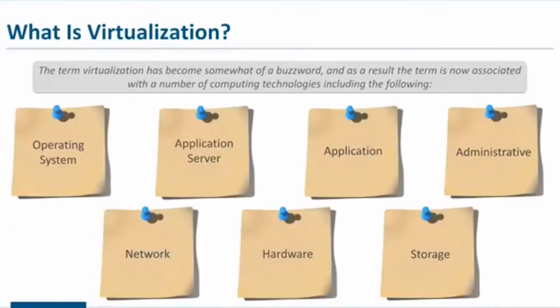So, what are these types of virtualization and what do they actually do? The first one is the operating system. This is the most common type of virtualization. This supports the computer's basic function.